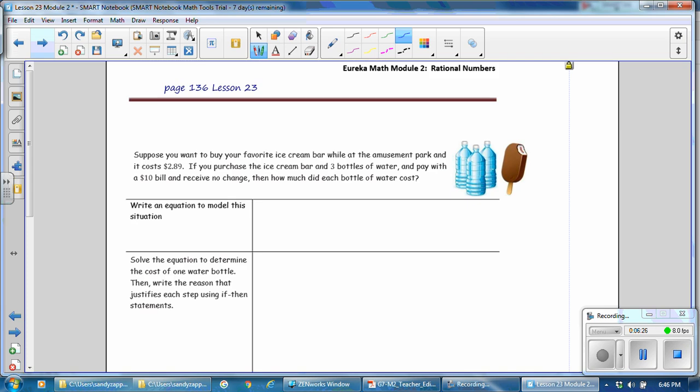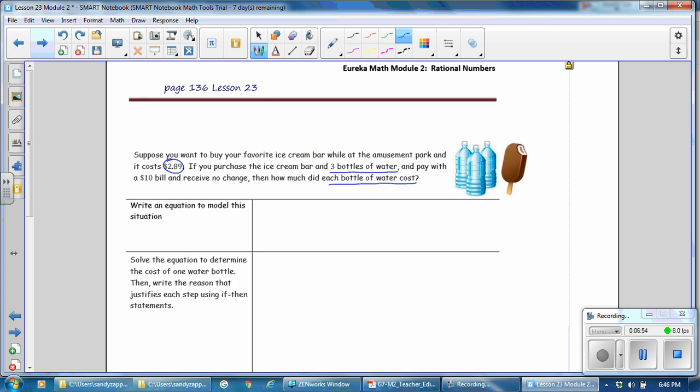Next, suppose you want to buy your favorite ice cream bar while at the amusement park, and it costs $2.89. You purchase the ice cream bar and 3 bottles of water, and you pay with a $10 bill and receive no change. So that means that the ice cream bar and the 3 bottles of water together cost exactly $10. And the question is asking, how much did each bottle of water cost? So write an equation to model this situation.